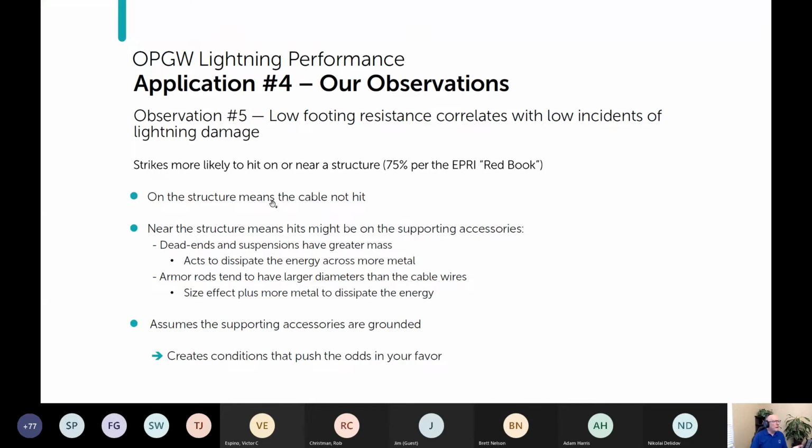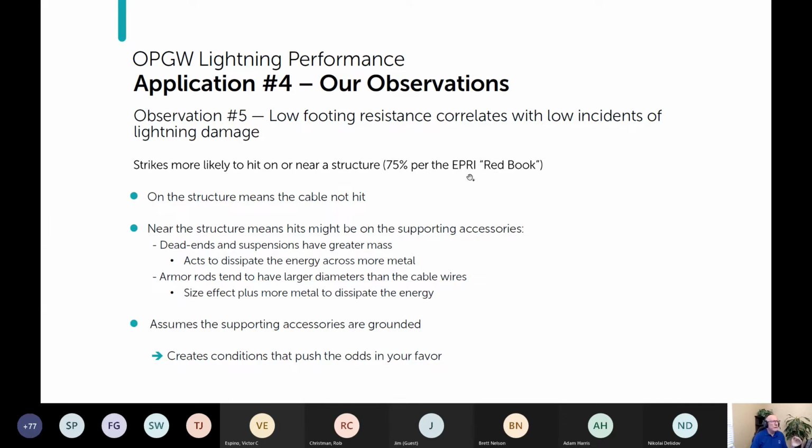But they have a lot of lightning there, but they don't have a lot of damage. And one of the things I've learned over the years is that the utilities there do a good job of making sure that they have low footing resistance. So at the bottom of the towers, they're making sure that they're grounding them quite well. And they don't have a lot of damage from lightning. Well, why is that? Well, I think it has to do with the fact that the strikes are more likely to hit on or near a structure if you have good grounding.